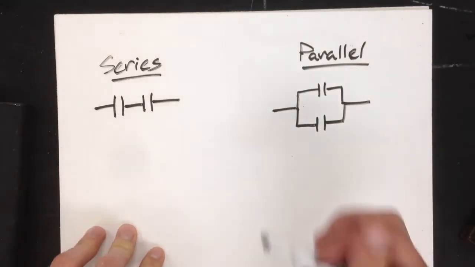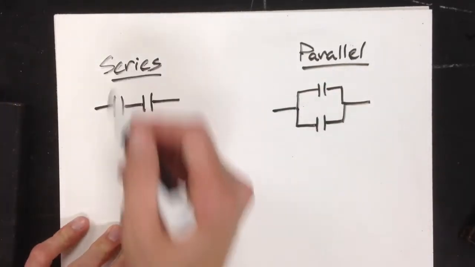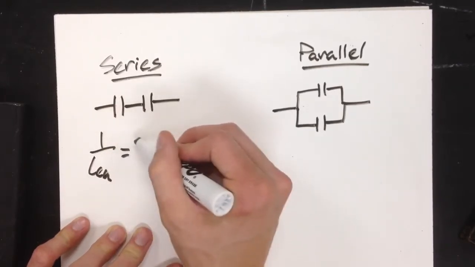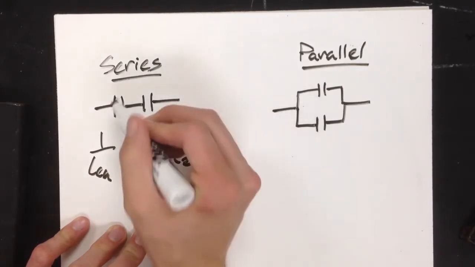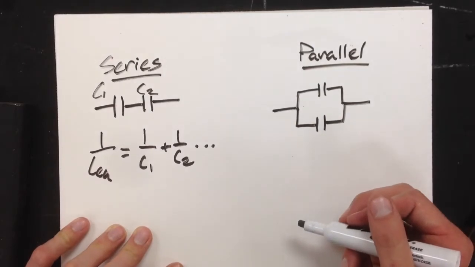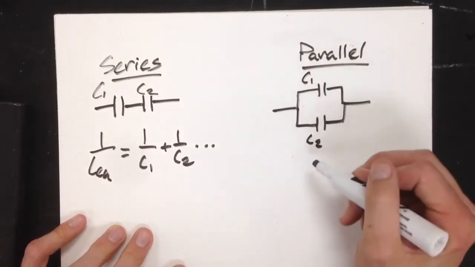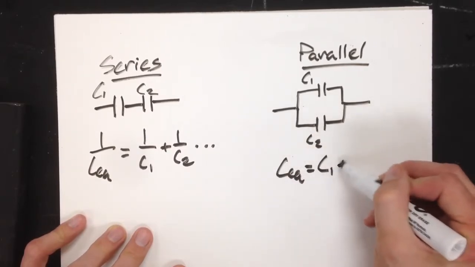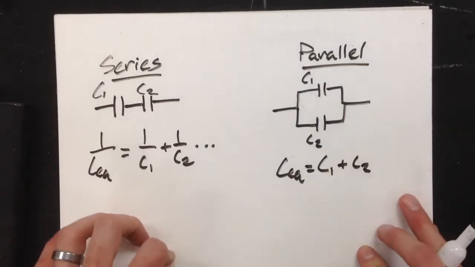Now, we often want to define the equivalent capacitance in a circuit. For a series circuit, we had the equivalent capacitance being equal to 1 over C1 plus 1 over C2, on and on, where C1 and C2 were the capacitances of my two capacitors. For parallel circuits, it's much less complex. The equivalent capacitance is just the sum of the two capacitances. So it would be C1 plus C2.